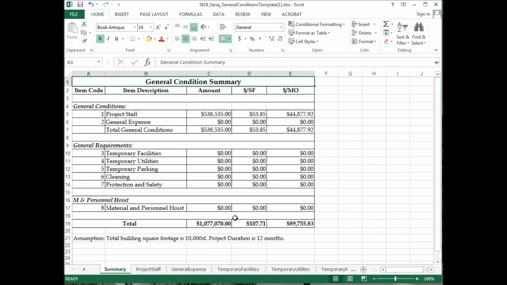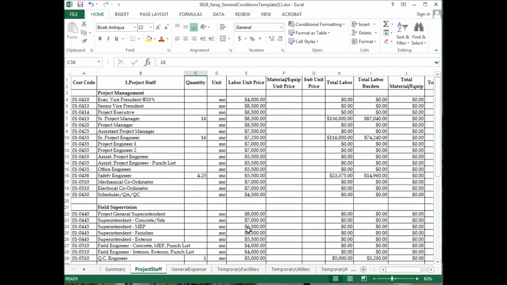Do your best guess. It doesn't have to be completely accurate value, but it makes you think on what are the requirements that you have on site besides the quantity and items that you directly need to build your project.